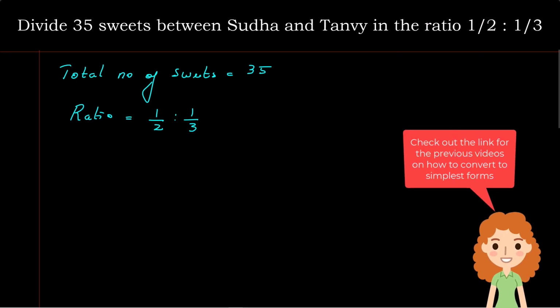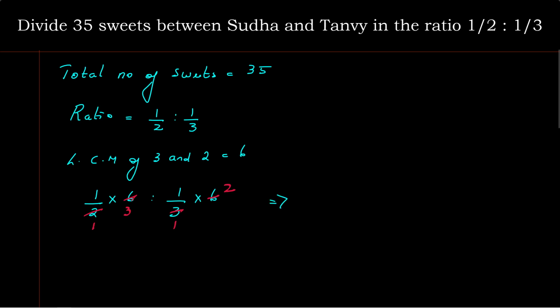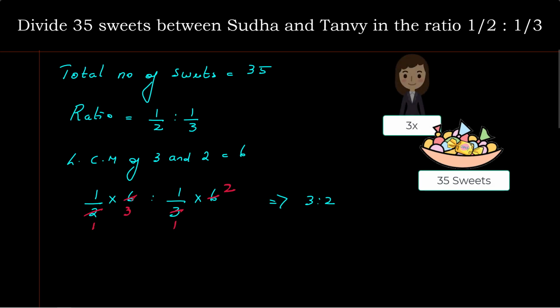So basically we need to find the LCM. So the LCM of 3 and 2 is 6. So we take the first part of the fractional ratio and multiply with 6. We take the second fractional part of the ratio and multiply by 6. Now what is the ratio? 3 is to 2. This is the actual ratio. Now this ratio has to be used for Sudha and Tanvi. So 35 sweets, which is the total number of sweets, have to be shared with Sudha and Tanvi in the ratio 3 is to 2.